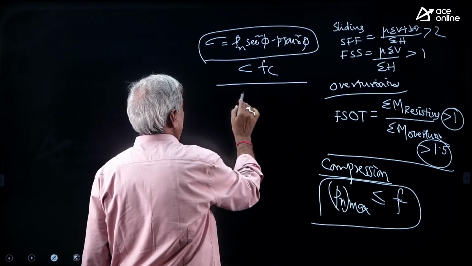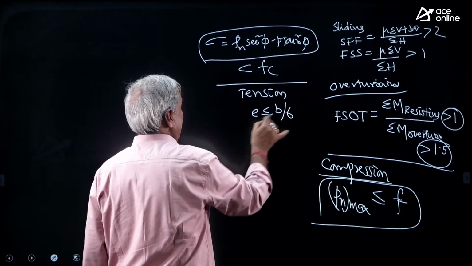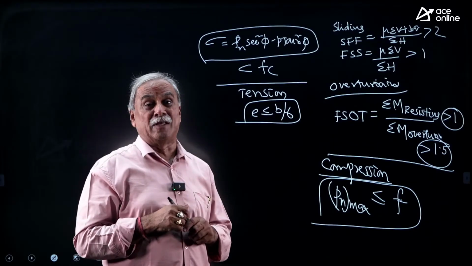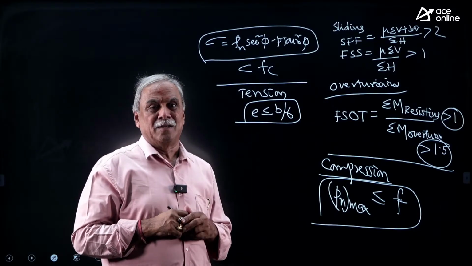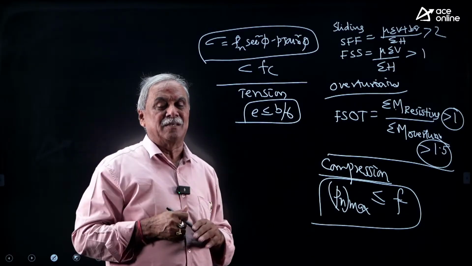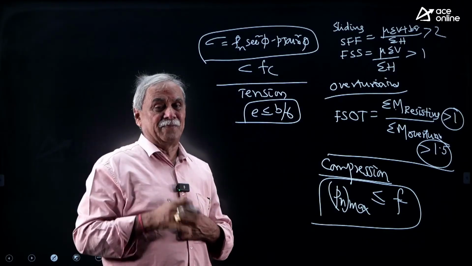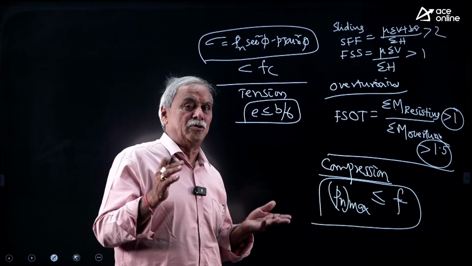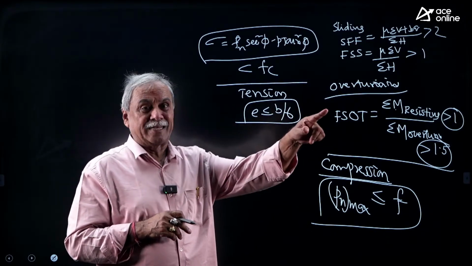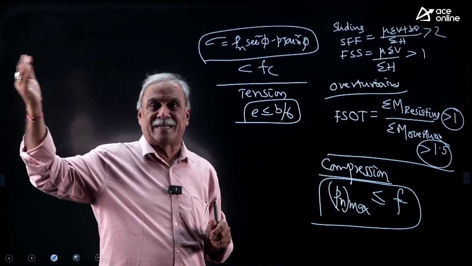Then what is the formula for tension failure? To avoid tension failure, E must be less than or equal to B by 6. At any cost, the line of action of the resultant of all the forces should not fall outside the middle one-third of the base. If the line of action of the resultant falls within the middle one-third, safe. Otherwise, the dam may fail due to tension. To check whether the dam will fail by tension or not, you have to see at the heel. To check whether the dam is going to fail in compression or not, you have to see at the toe.